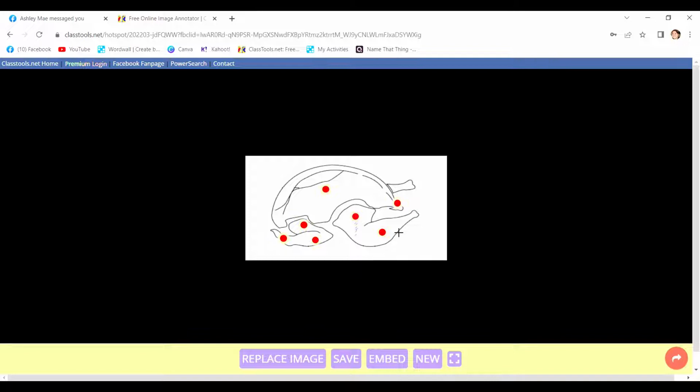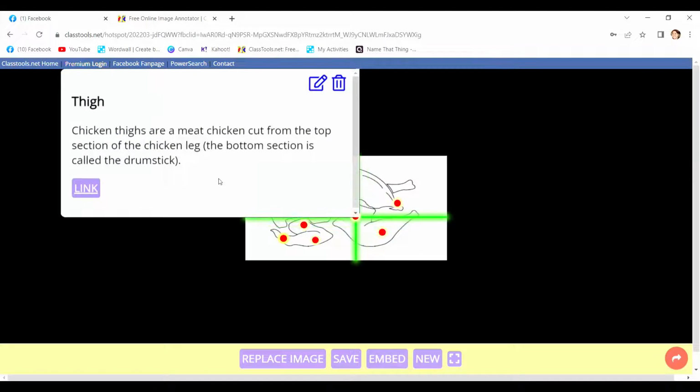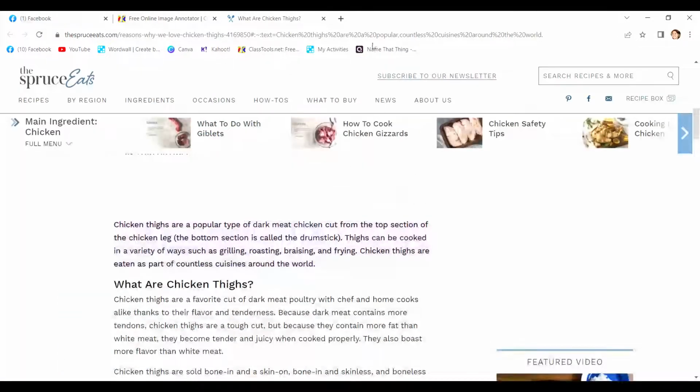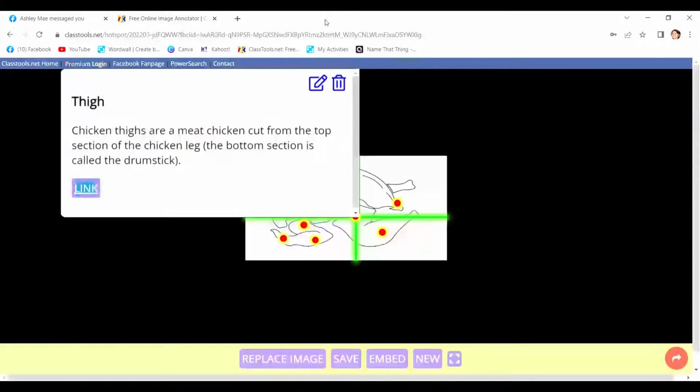Since it is the leg quarter, we have the drumstick already. Now we have the thigh portion. The chicken thighs are a meat chicken cut from the top section of the leg. That will also lead you to the link where the description is taken.